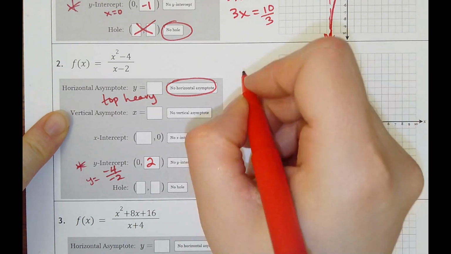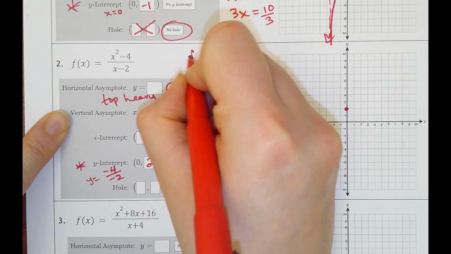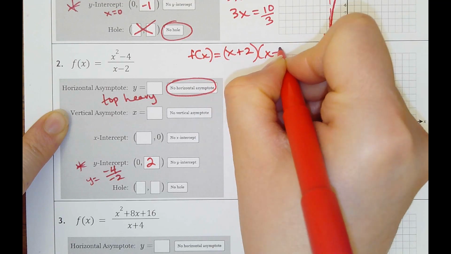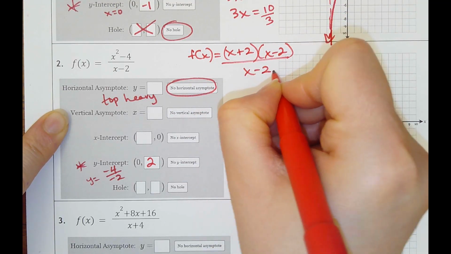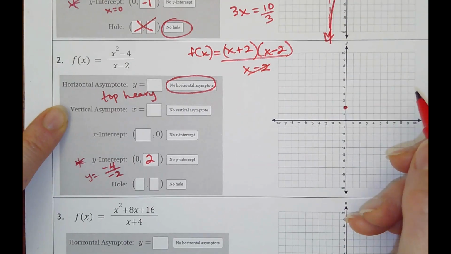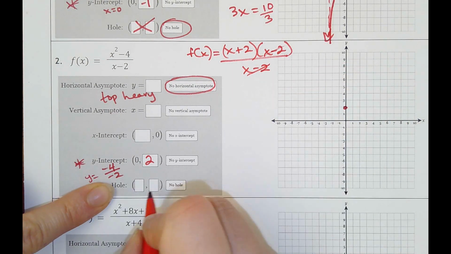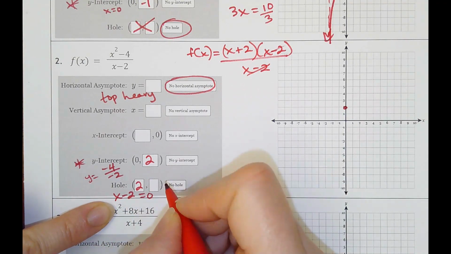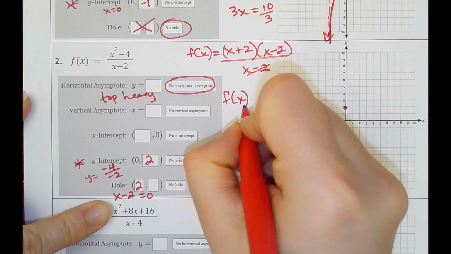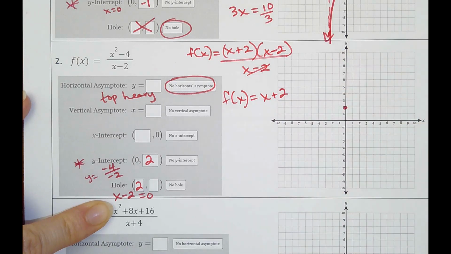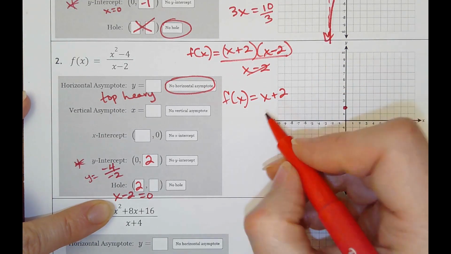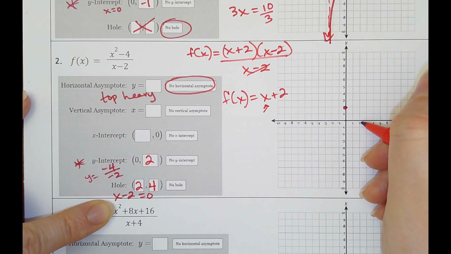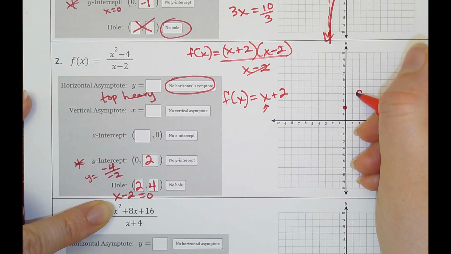Vertical asymptote, we need to start factoring. That'd be x plus 2 times x minus 2, that's the difference of squares on the top, over x minus 2. X minus 2's cancel, that tells me there's a hole, so I might jump to that point. So x minus 2, set that equal to 0, so our x value would be 2 comma something. Our function is now simply x plus 2. And so I'm going to plug 2 in. 2 plus 2 would make the y value 4. So 2 comma 4, there's a hole.